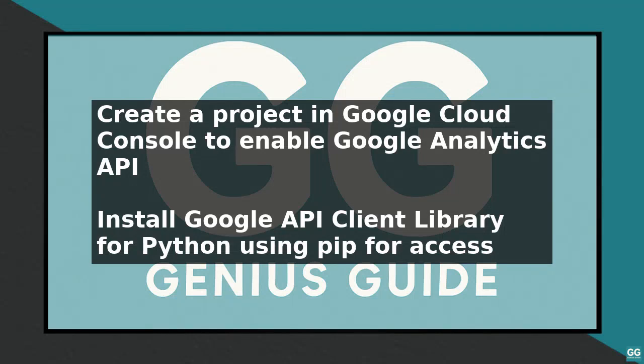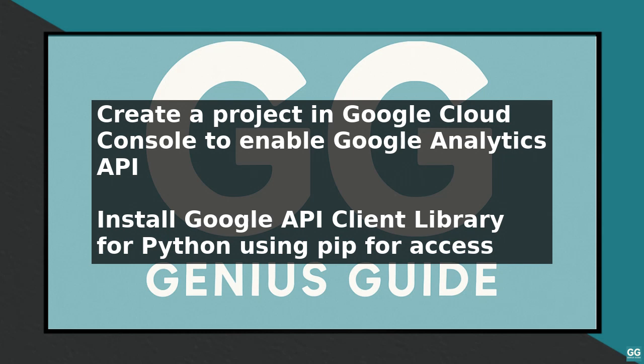To use Google Analytics API with Python, you first need to create a project in the Google Cloud Console and enable the Google Analytics API. This will provide you with the credentials needed to authenticate your API requests. Next, you need to install the Google API Client library for Python using pip. This library provides a simple and convenient way to access the Google Analytics API from your Python application.